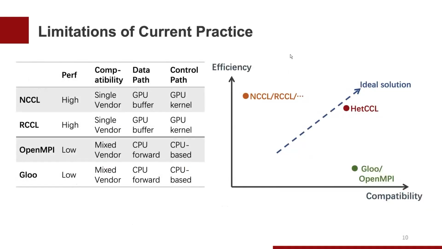To make it more specific, we look at the existing collective communication libraries. They fall into two categories. The first category we call the kernel-based approaches, which includes NCCL for NVIDIA and RCCL for AMD. Although they can achieve good performance, they are specialized for single-vendor hardware products, and they lack the portability to run in heterogeneous environments.